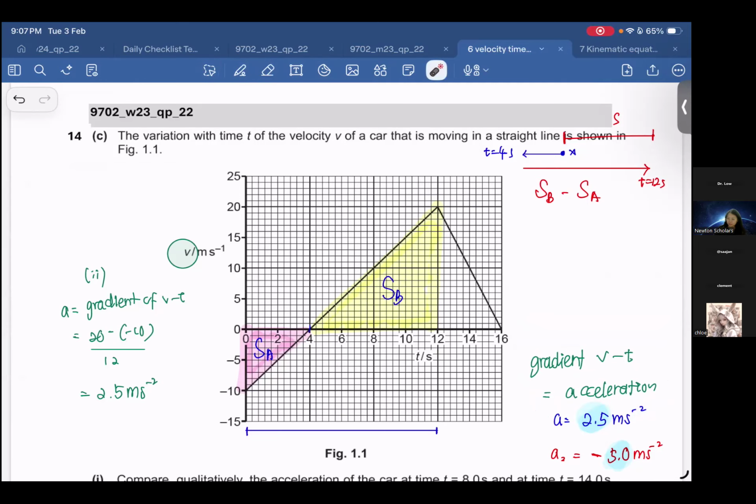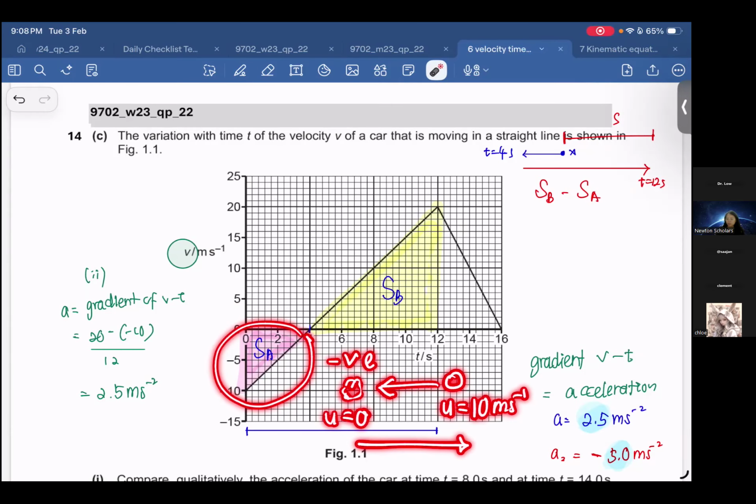So starting here at point X, the speed is 10 meters per second. Then it will start to decrease to 0 before it changes direction. I draw to the left, assuming that negative velocity means moving to the left. So here u equals 10 meters per second. Then before we change direction, the velocity becomes 0. Then we change direction from time equals 4 seconds. So we increase until our speed becomes 20 meters per second.